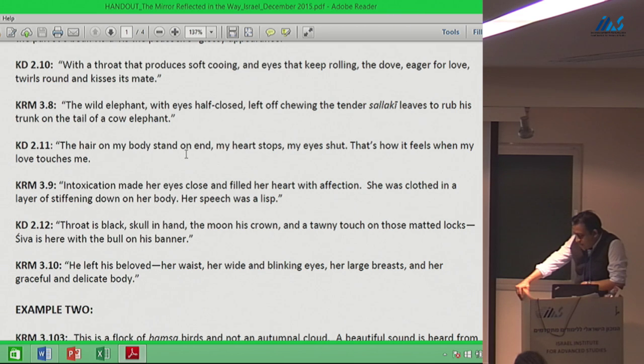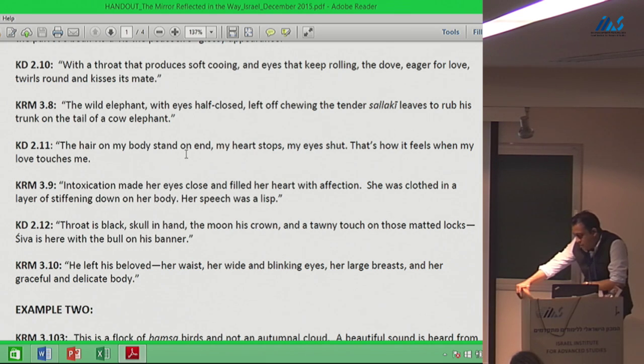So these are the kinds of changes he renders there. The next one, with the hair, is the Yigal translation. The hair on my body stands on end. My heart stops. My eyes shut. That's how it feels when my love touches me. And then you can see the Kavirajamarga's translation of this. Intoxication made her eyes close and filled her heart with affection. She was clothed in a layer of stiffening down on her body. Her speech was a lisp.